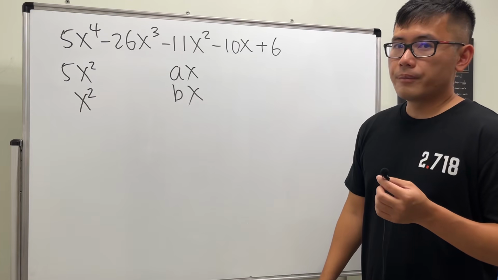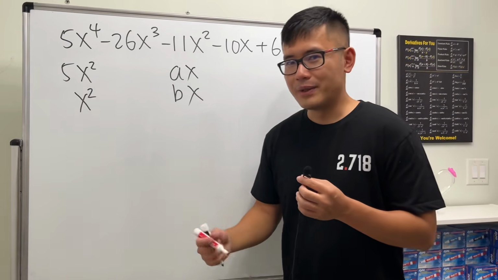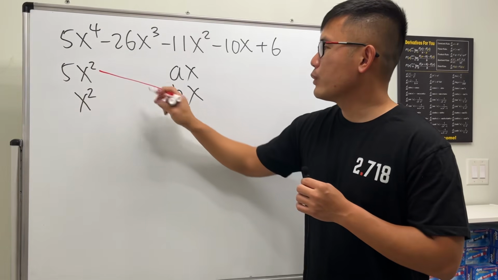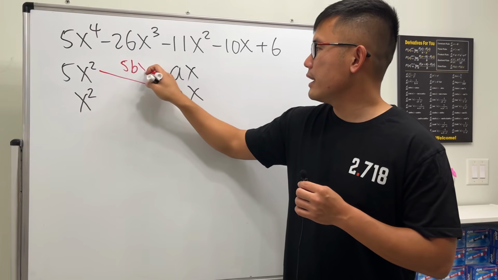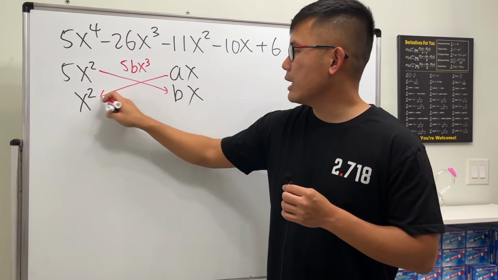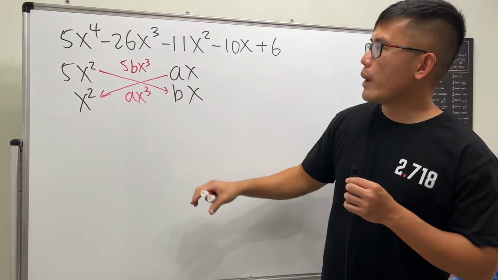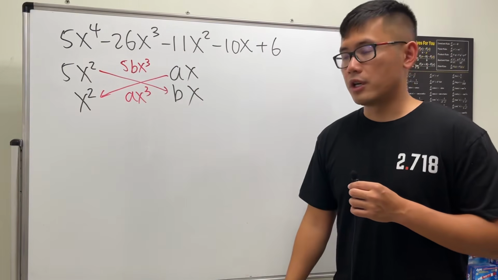And what do we do next though? Well, here this is the first time we are using the cross method or the tic-tac-toe method. We do this times that, which gives us 5bx to the third power, and we do this times that, we get ax to the third power. These are the only two ways to produce the x to the third power term, all right?